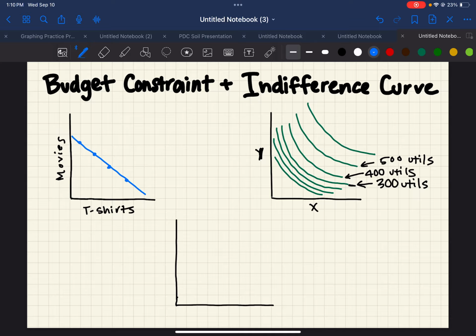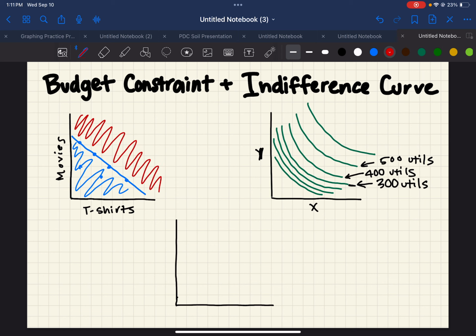Therefore, any point that falls below that line, say down here, means that we are not spending our full budget. We're not getting as much stuff as we possibly could. Anything that's above this line is simply out of our budget range. We can't afford anything that's above the line.